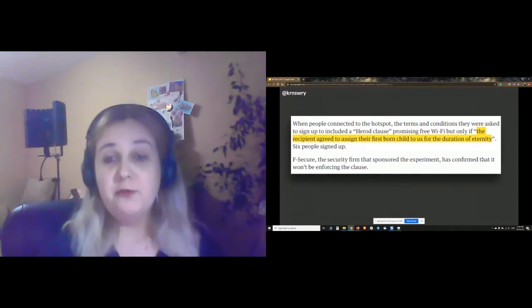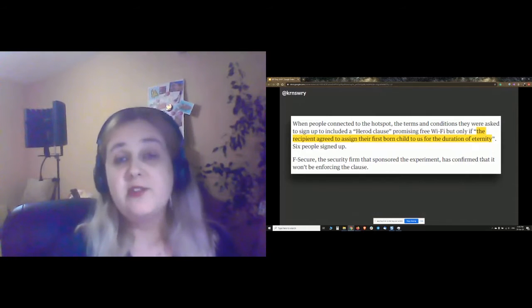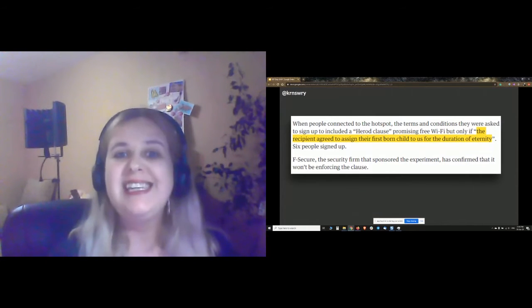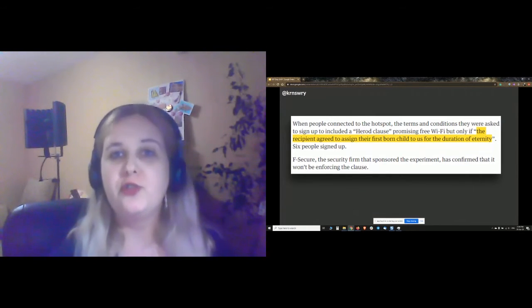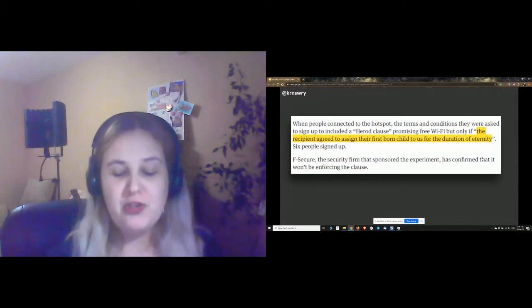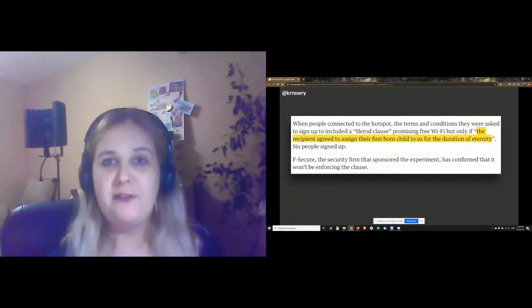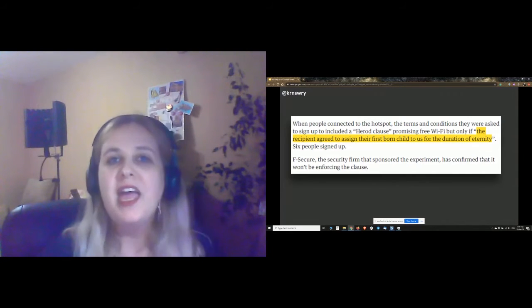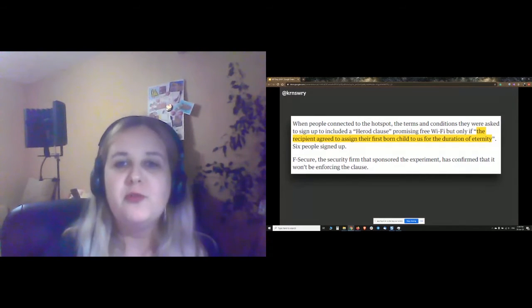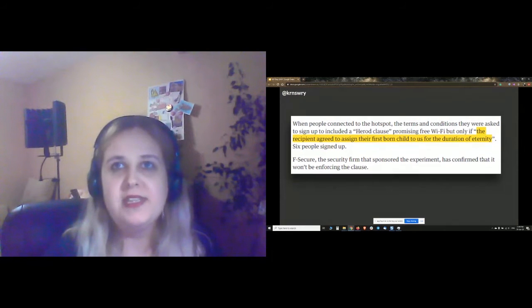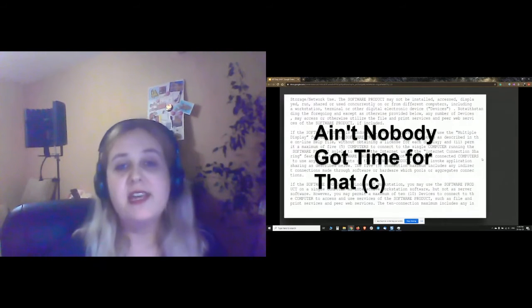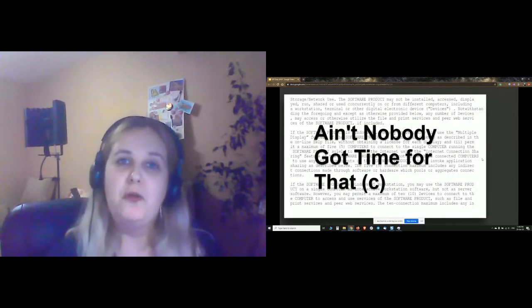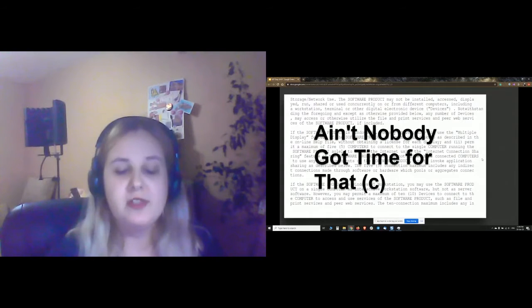This Wi-Fi spot was actually installed there by a security company, which included a hidden clause that promised free Wi-Fi in return for the newborn child of the people who connected to that Wi-Fi, for the whole of eternity. Of course, they never claimed the children, but this was a survey to demonstrate how badly we read the documentation and the license agreements. But you know what? No one's got time for that. And even us, we do not always read the documentation or license agreements, right?